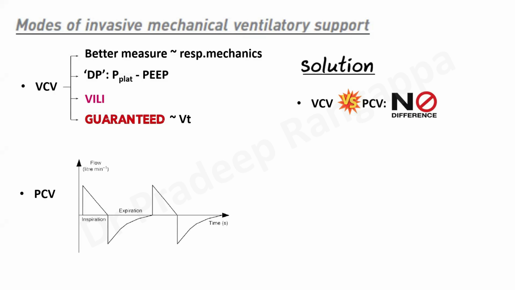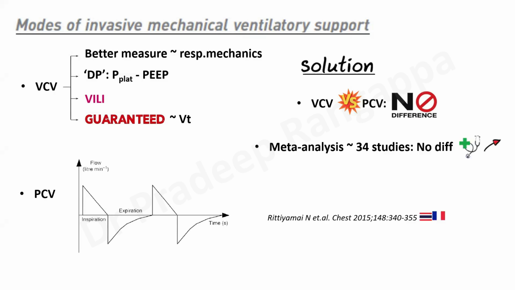So, what is the evidence for this? One piece of evidence is a big meta-analysis that came from the French and the Thailand group. They looked at 34 studies comparing volume control and pressure control. It did not show any difference in the clinical outcomes. Although the studies were criticized, as these 34 studies which were included were very small and had varied quality.